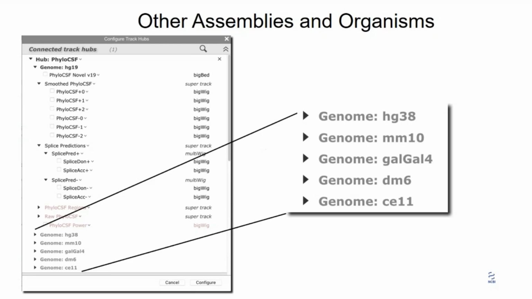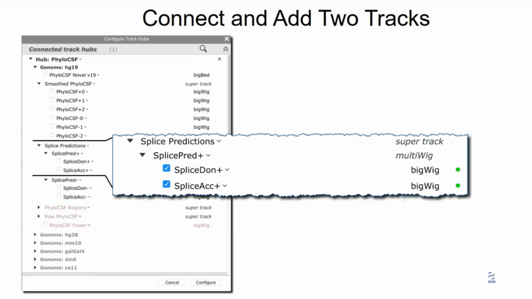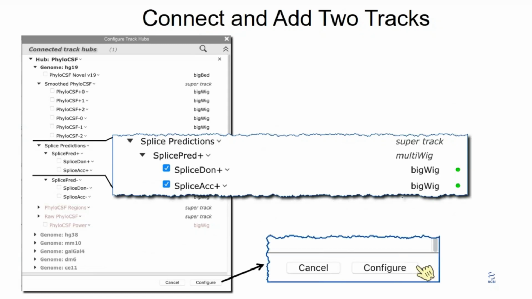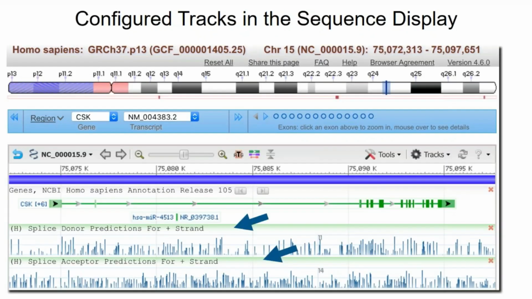So there's the other human assembly, HG38, the current assembly, and then assemblies for mouse, chicken, fruit fly, and C. elegans. When you select the tracks that you want to load up, you just check a box for the tracks that you want. You get a nice green light on the right when the tracks load up, and then you hit the configure button, and it adds those tracks into the bottom of your view. Those should be displaying as green tinted tracks. They're not on my monitor for some reason.